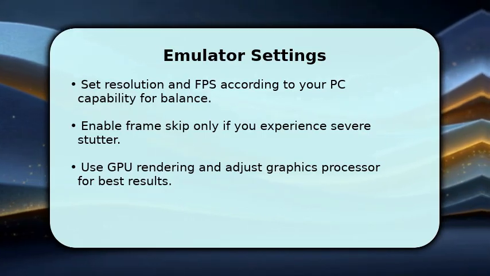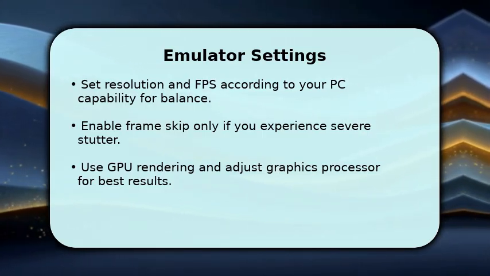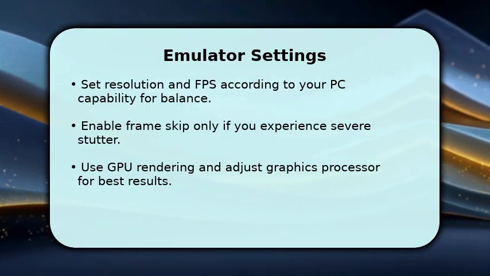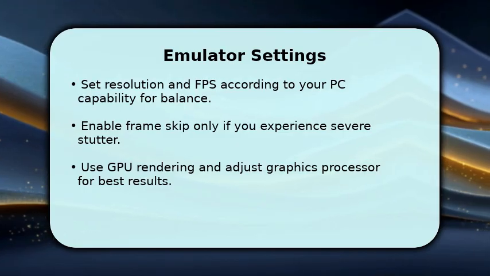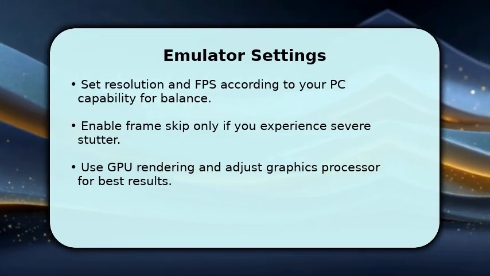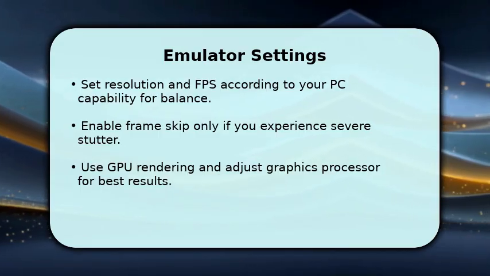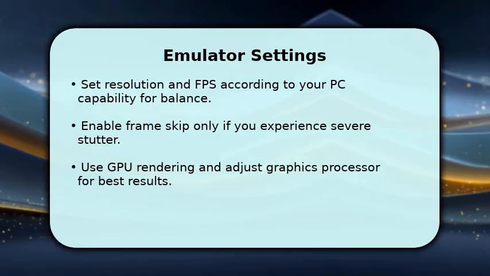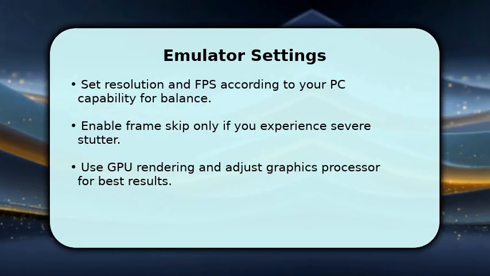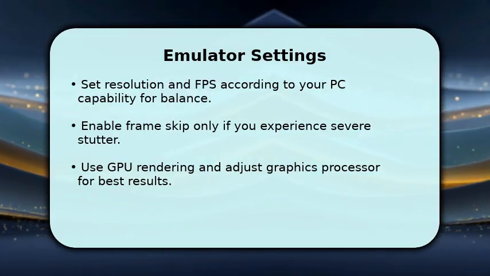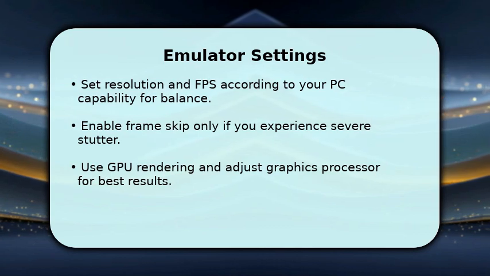Lower the resolution and target a stable FPS, then enable GPU rendering and choose the correct graphics engine. Turn off unnecessary emulator effects and limit background processes within the emulator. Test changes incrementally after each tweak so you can identify the setting that helps most. These small adjustments often yield the biggest real-world improvements in stability and responsiveness.